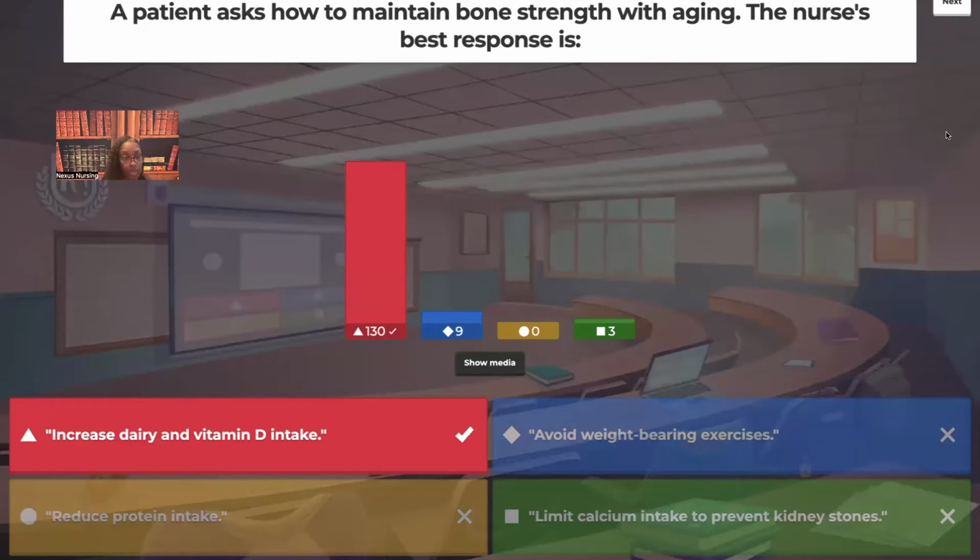Okay, very good. Increase dairy and vitamin D intake. So you're going to teach a patient to increase calcium. Dairy is full of calcium. Calcium is what makes the bone stronger.